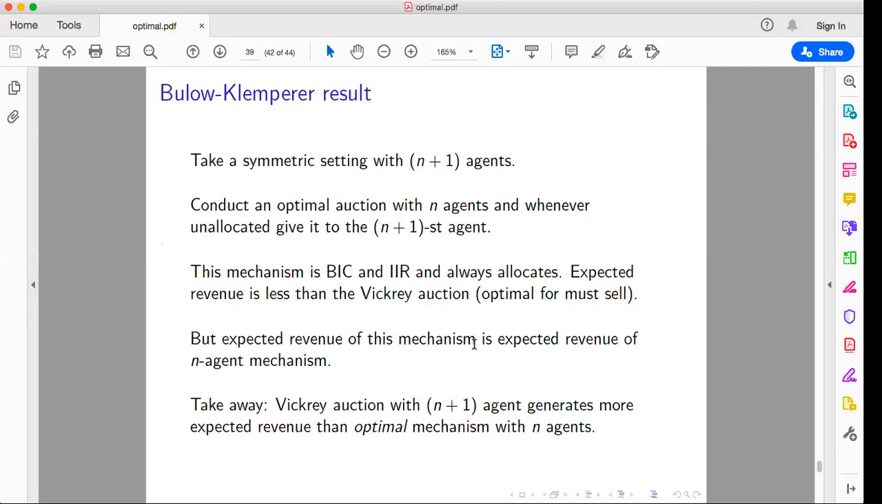So what we have established is that the Vickrey auction with n+1 agents generates more expected revenue than the optimal mechanism with n agents. Is that clear? Any doubts in this? It's a very important and simple point. If you did not follow this argument anywhere, then you should seriously look at your notes when you go back.